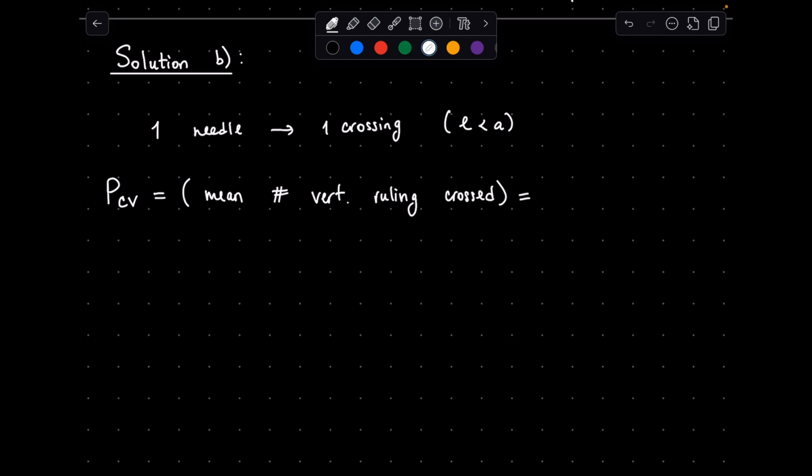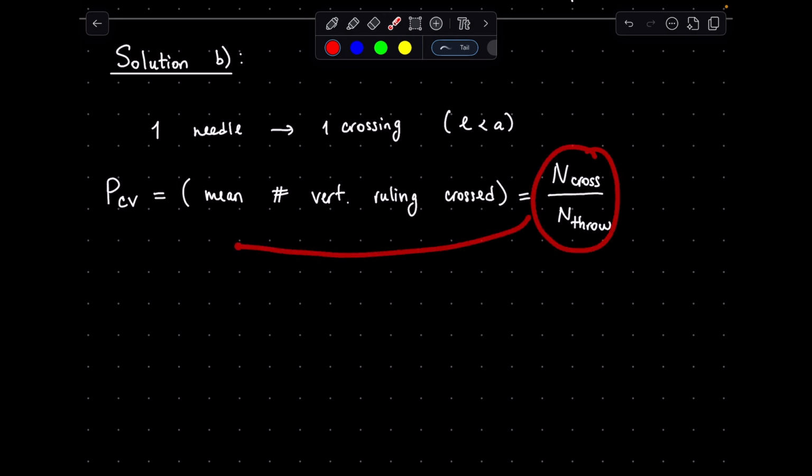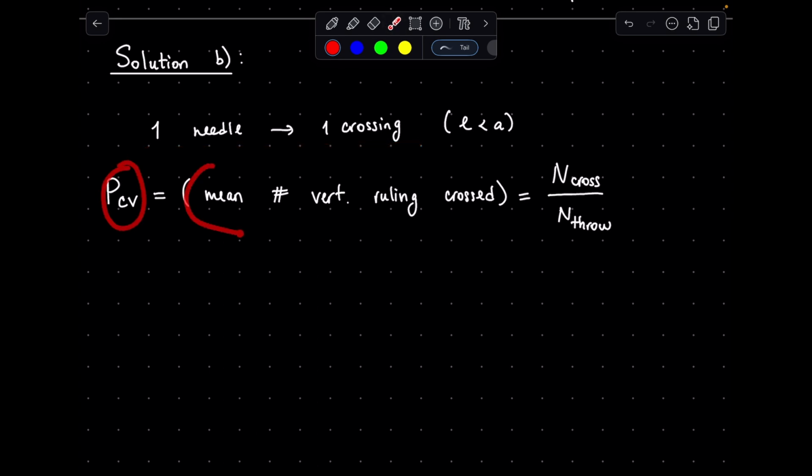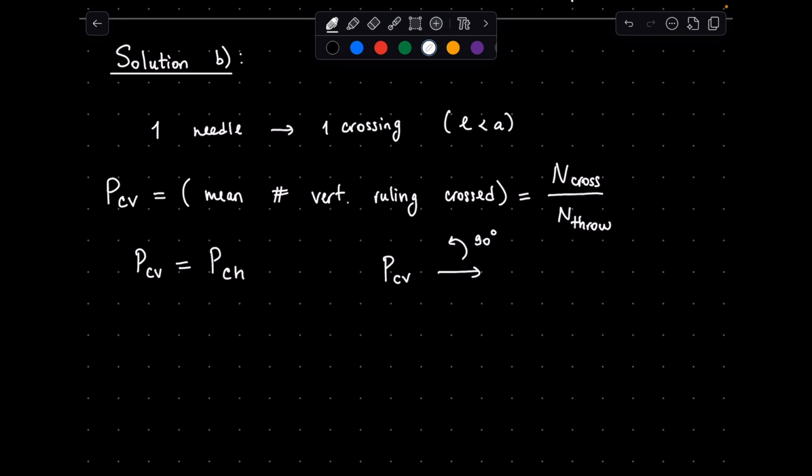Imagine throwing a very large number of needles on the table. Then the ratio of the number of needles that cross the lines to the number of total needles is the probability of a needle crossing a line. Again, one needle can cross only one line in the previous case. So the PCV is the same thing as the mean number of vertical lines crossed. Now we argue that this probability is also equal to the probability of needles crossing a line if only horizontal lines existed. Let's call that P sub CH. These two are equal because if you rotate the table 90 degrees, you get the same problem.